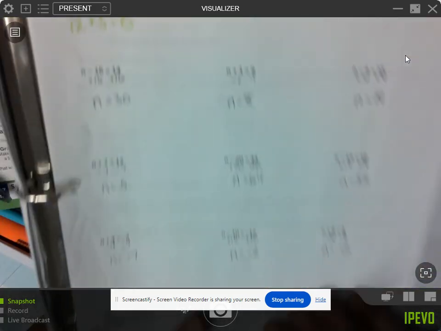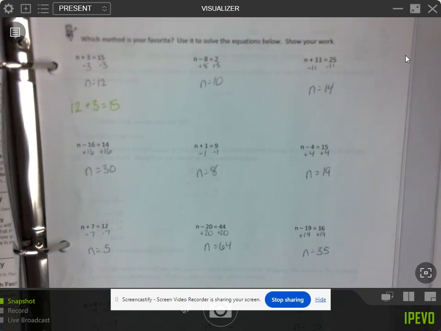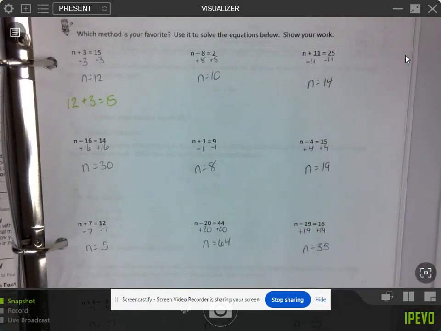On our second page, you got to choose which method you wanted to use, and you needed to show your work. So those people that just put an answer, that's not okay. You have to show your work. And if you get them wrong, you need to ask questions so we can figure out where you went wrong.